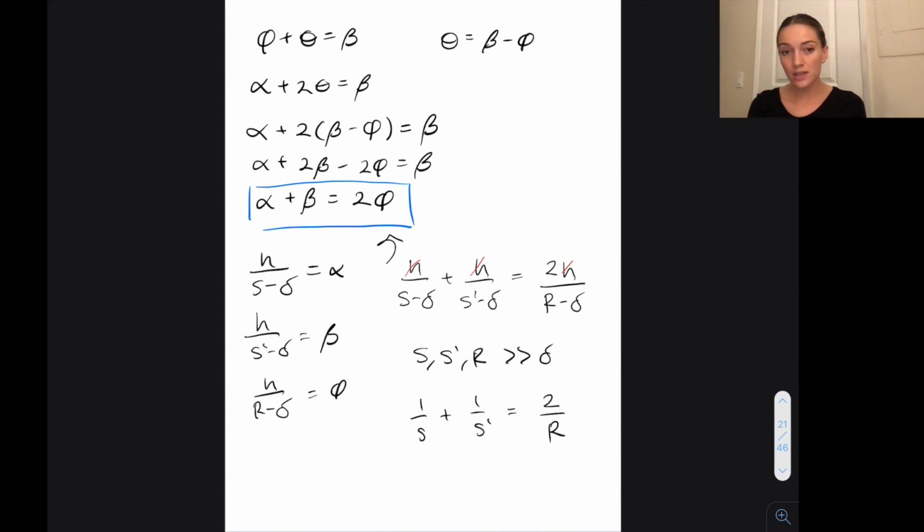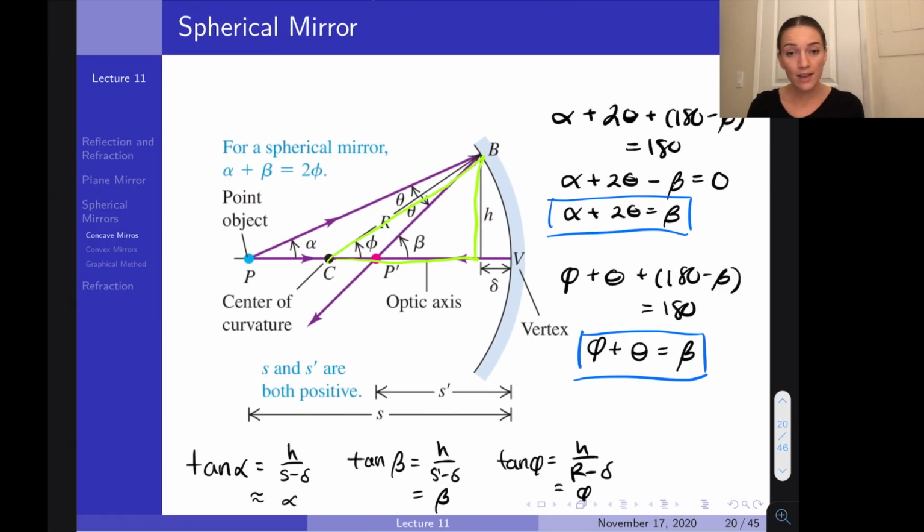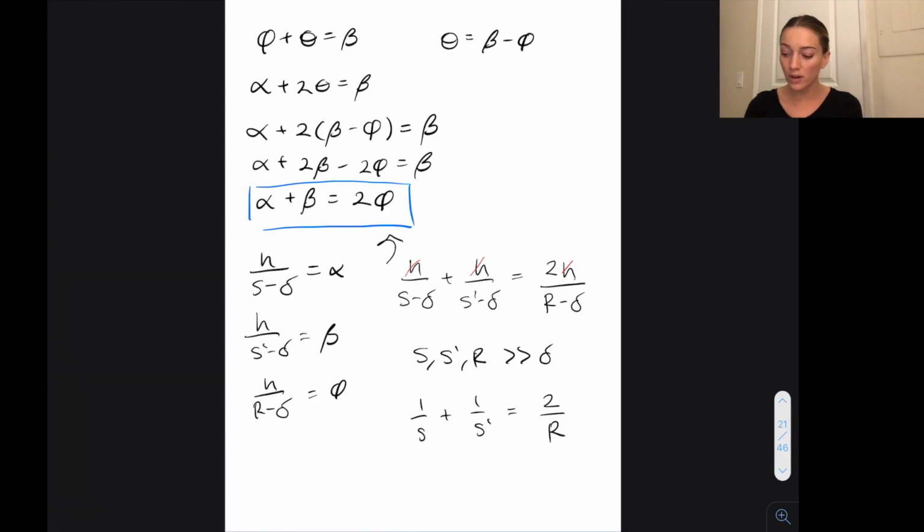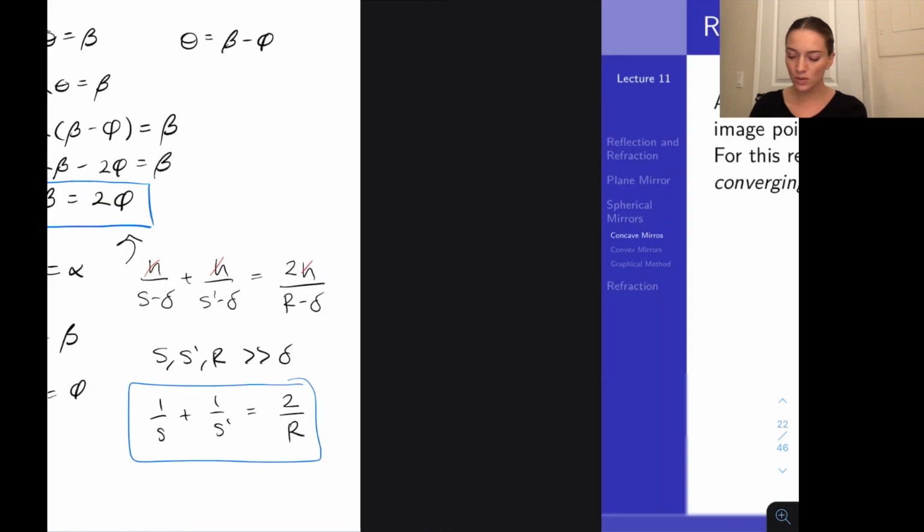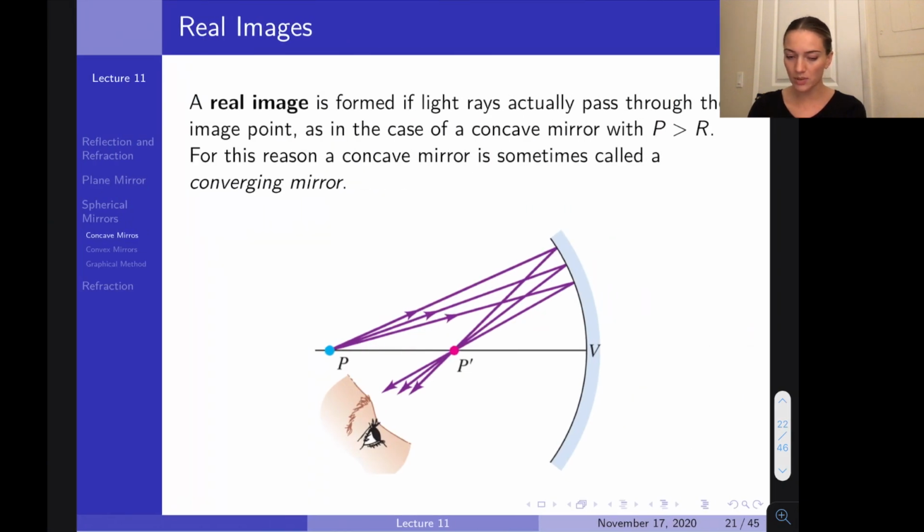We derived this for a concave mirror, but you can actually derive the same thing for a convex mirror and see that the same relationship still holds. I think I forgot to make a separate slide for this equation, so I'll put that in the notes when I upload them. This is a very important equation. We're using this a lot, so it should have its own slide. But okay, this is what we're going to be using whenever we do spherical mirrors. Okay, let's move on. We're going to use this when we do examples in a few minutes.